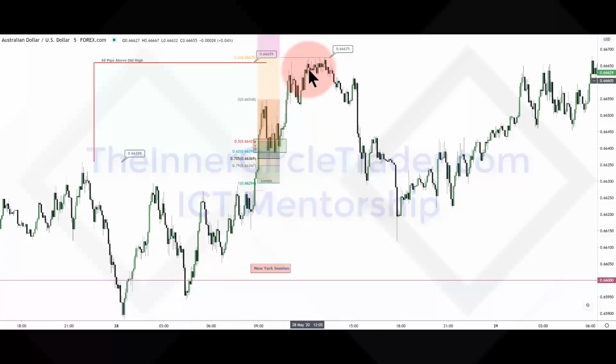Look, folks. Look at the high here. 66, 67, and 5 pipettes. That's what you're getting here with the fib. Now, add that with confluence of 30 pips above the old high, which comes in at 66, 65, and 9 pipettes. Look at the bodies of the candles in here. They're hanging around that level. Yes, it gets to the fib level, but again, that's just one element.